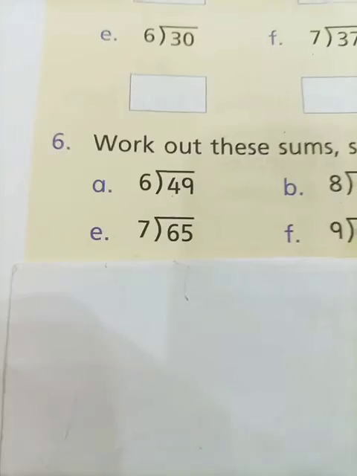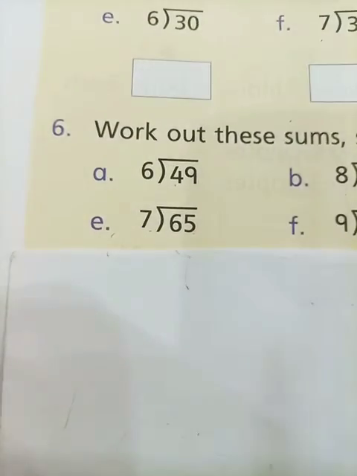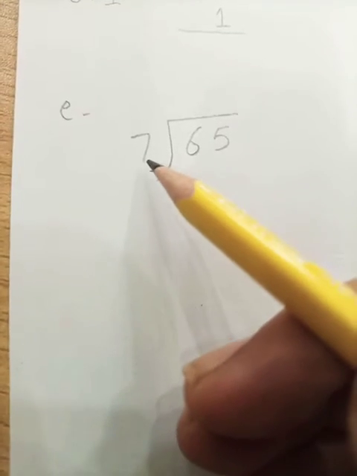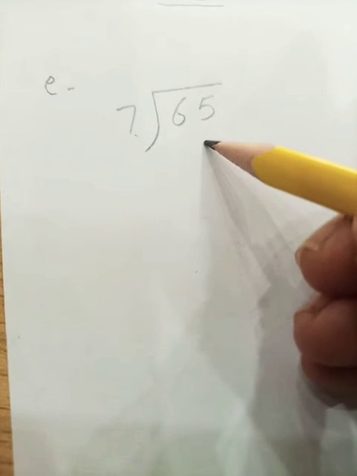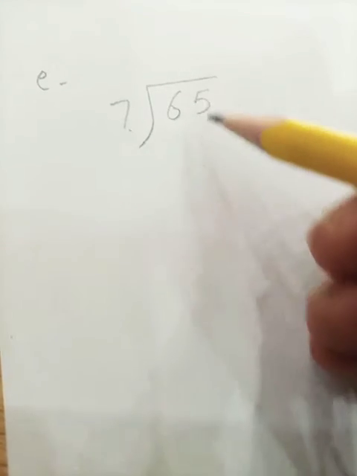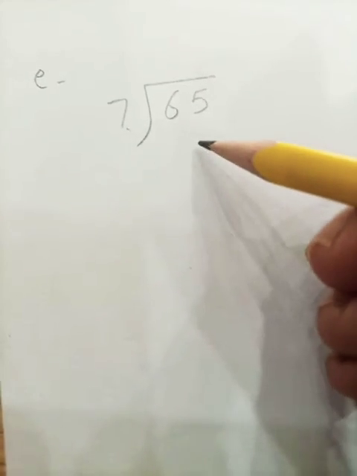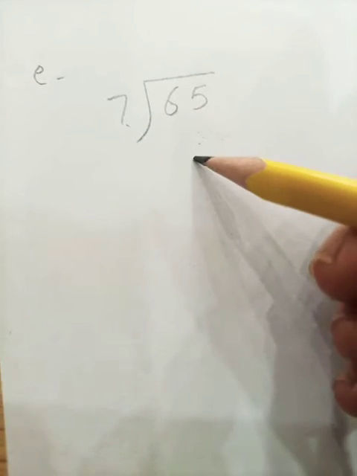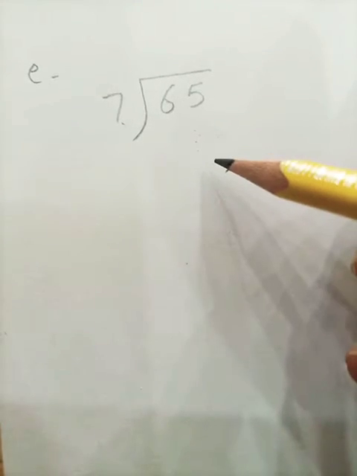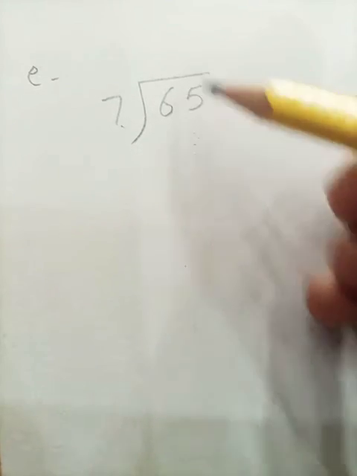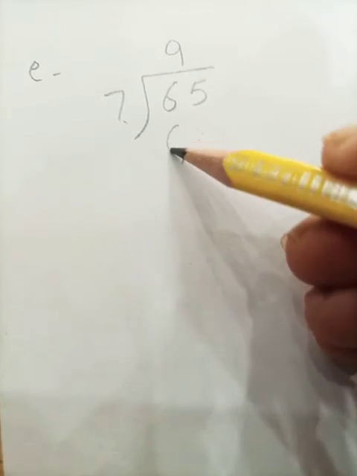Okay students? Next is our part E, in which we are going to divide 65 by 7. Now students, read the table of 7 where we get the number 65 or a number that is smaller than 65. 7 sixes are, tell me students, 7 sixes are 42, that is quite smaller, so it is not workable. 7 sevens are 49, that is not workable. So 7 eights are 56 and 7 nines are 63, that can be workable here. So 7 nines are 63.